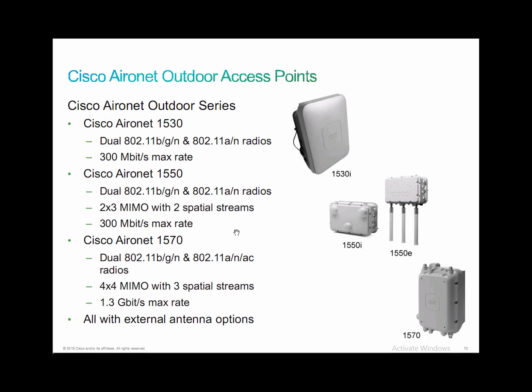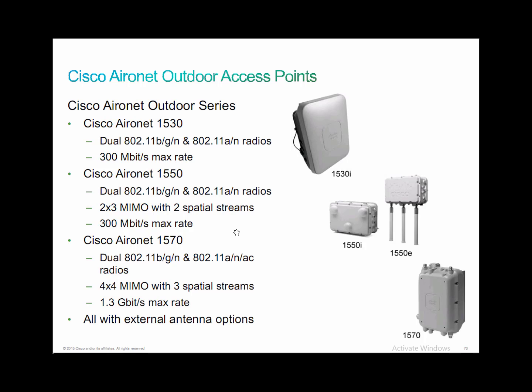The 1530E, which is more of a ruggedized version, 2x2 MIMO with 2 spatial streams at 2.4 gigahertz, 20 megahertz wide only channels on 2.4 gigahertz, and up to 40 megahertz wide on 5 gigahertz. So that's your 802.11n.